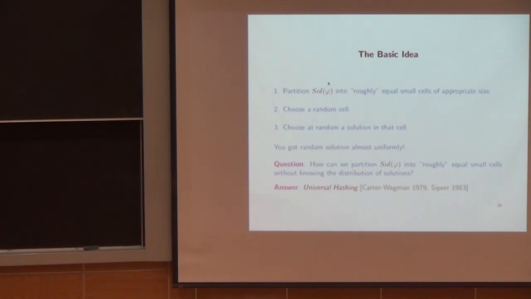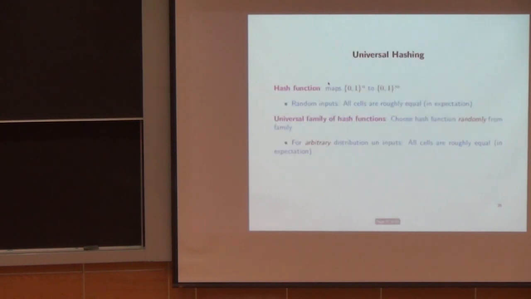But the challenge is, this is a space I know nothing about. In this room, I see everybody here. But now I have a formula. It has maybe a huge number, trillions of solutions. How do I divide them? How do I partition them elegantly in an almost equal way? And here comes the idea of universal hashing.